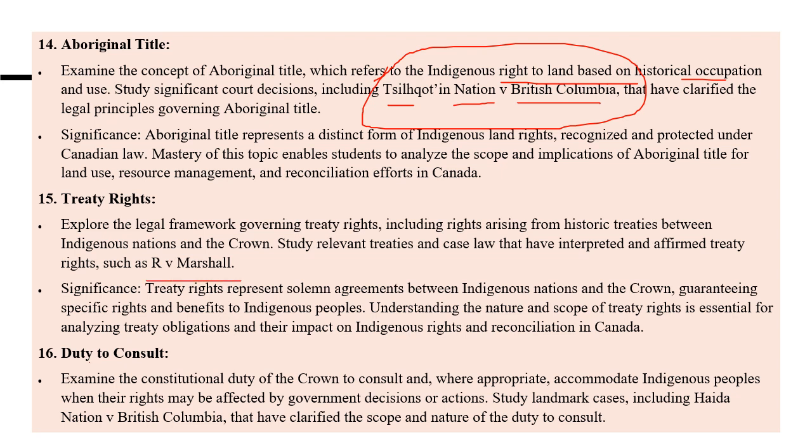The last topic is the duty to consult. In this, the Haida Nation case is very important. When I wrote the constitutional exam, I directly got a 10-mark short question related to one of these cases. So this is really important.